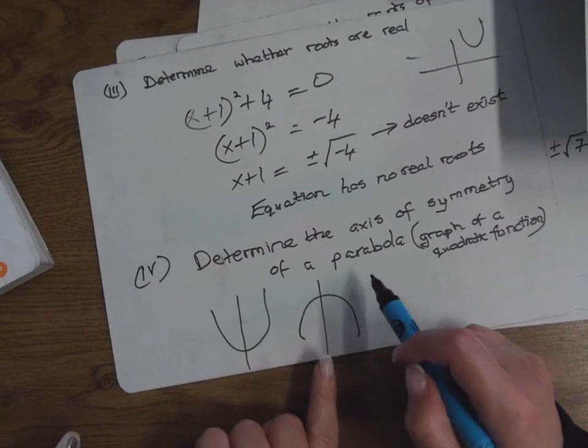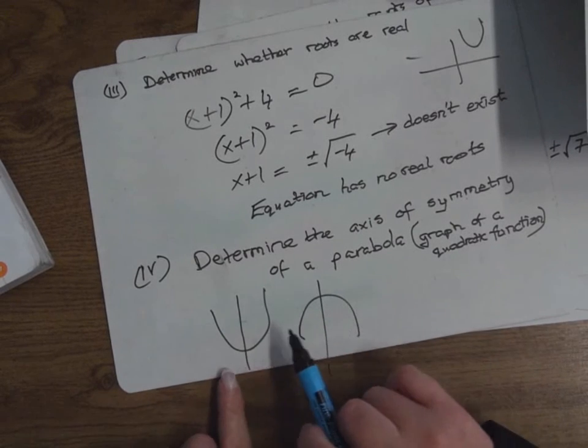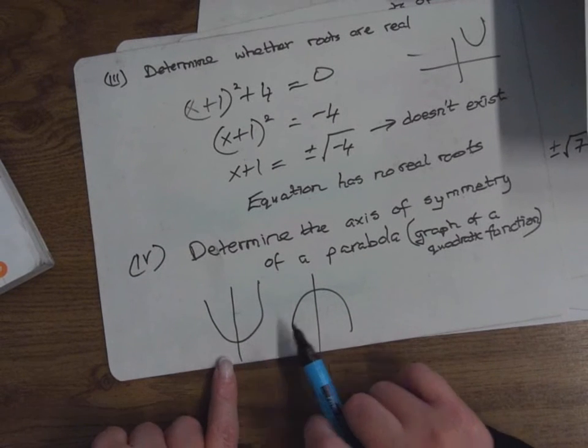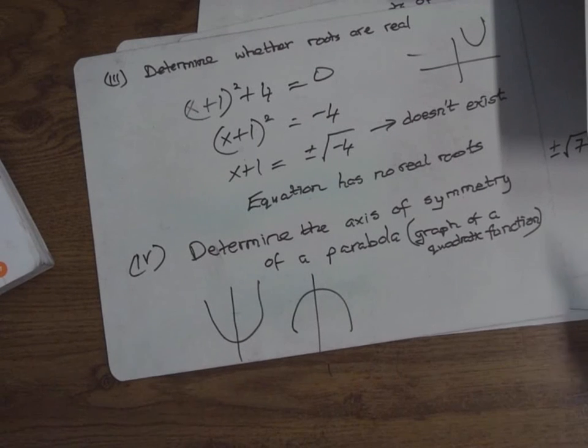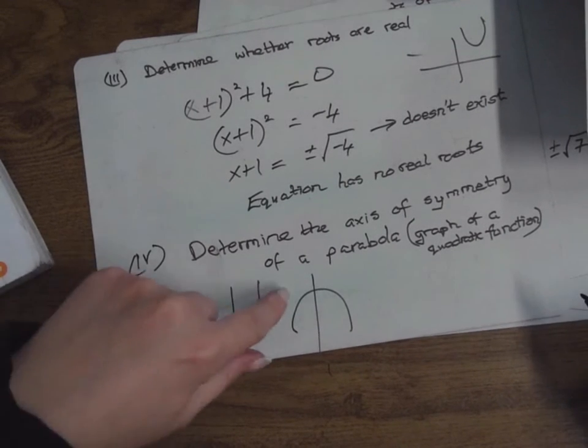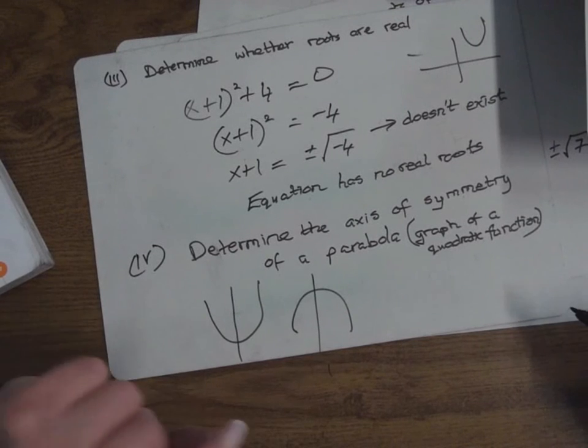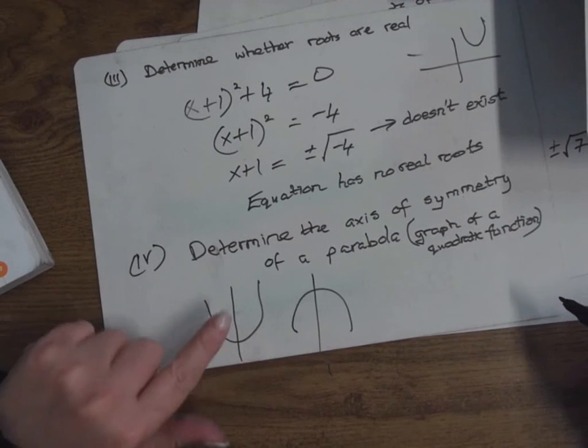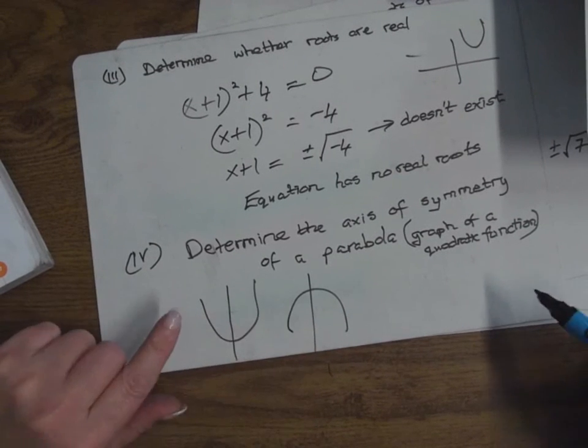So a parabola is just a graph of a quadratic function, so instead of saying a smiley face or sad face, the proper word is parabola, just in case it comes up and you go, what the hell is a parabola? It's just either a smiley face or a sad face, right? Are we okay? So this is an axis of symmetry.